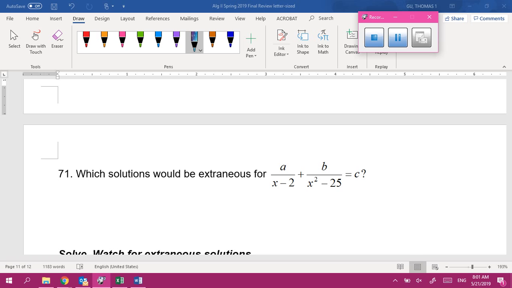Yeah, which solutions are not allowed? How do you think you would find that? Remember, this is what we do at the beginning of every one of these problems. Yeah, that's exactly what it's asking. Set the denominator equal to 0. What are my restrictions, right?